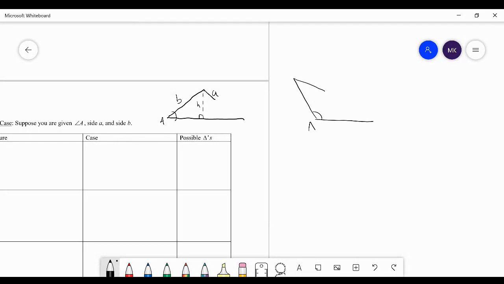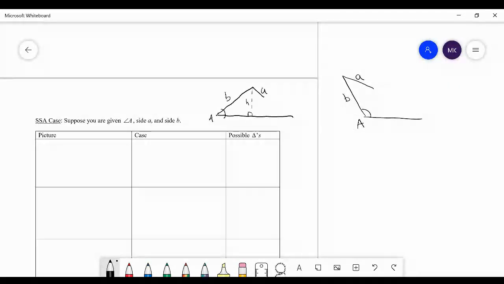We would get here's angle A, side B, and side A. We don't have to worry about height in this case, and you'll see why in a little bit. So those are two kind of possibilities depending on what angle A is. But let's go through our situations.